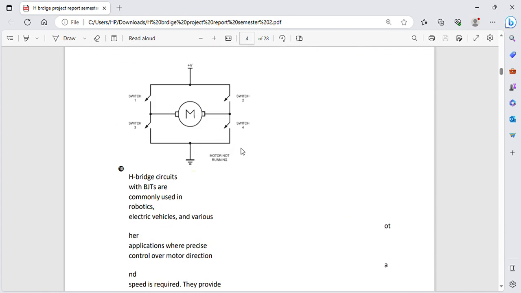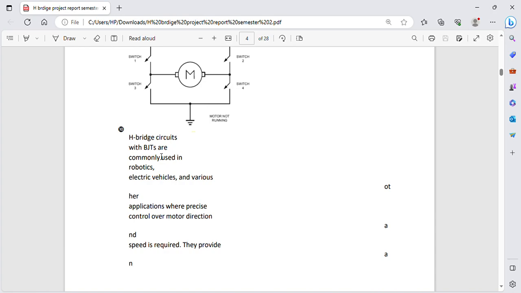So this is our module of the motor. There are four switches, switch 1, 2, 3, and 4, and this is the VCC applied to the circuit. This is our desired motor, which moves in the forward or backward direction. This is the ground, where the current goes.